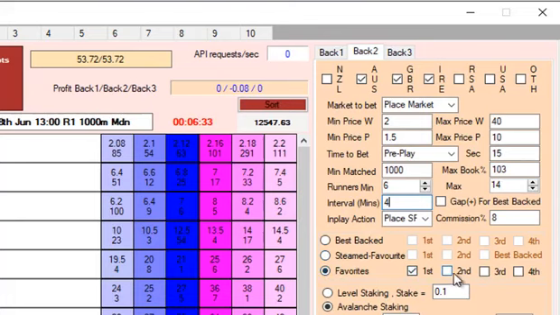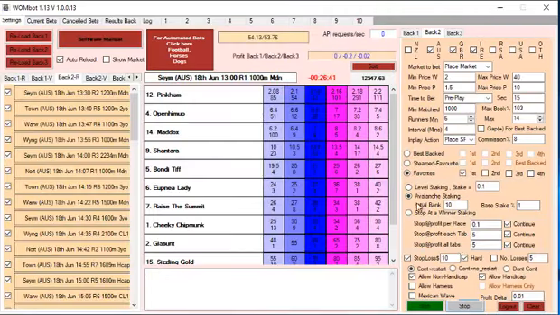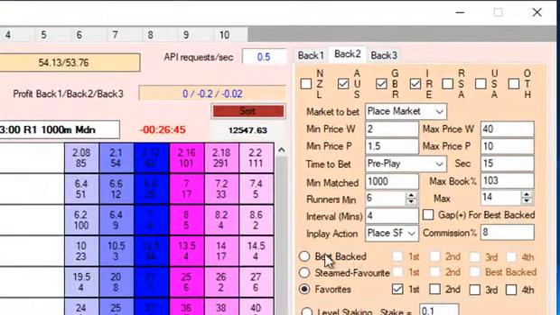You can tick multiple options here, or you can just say I'm going to be backing the 4th favourite. And if we use the best backed option here and just tick first, that means we will be looking to back the horse that is the best backed horse between 2 and 40, whatever odds you've got up here.